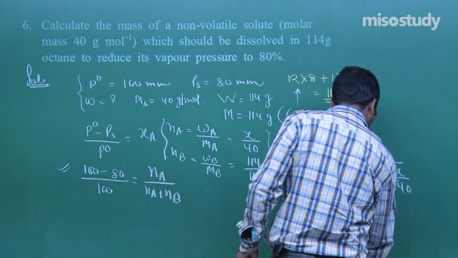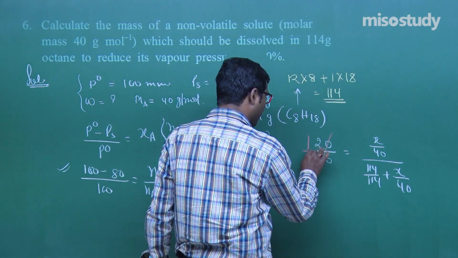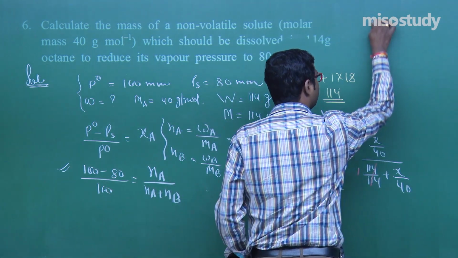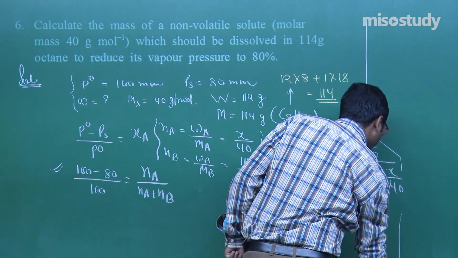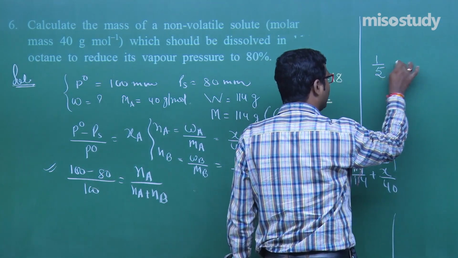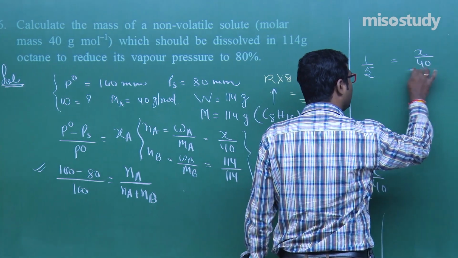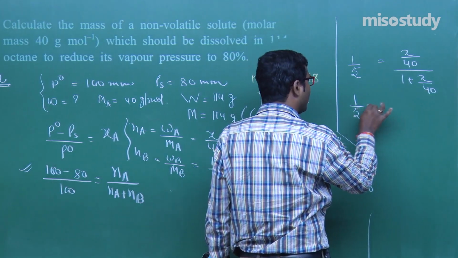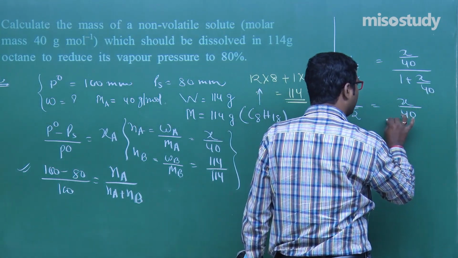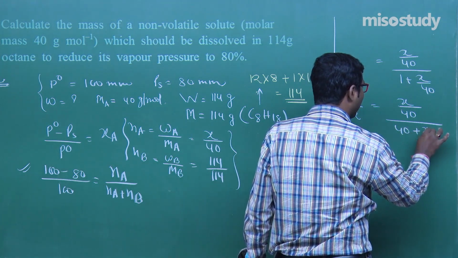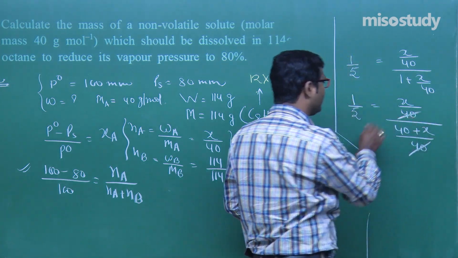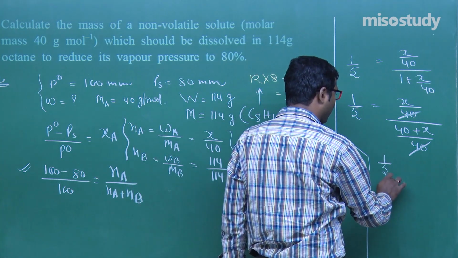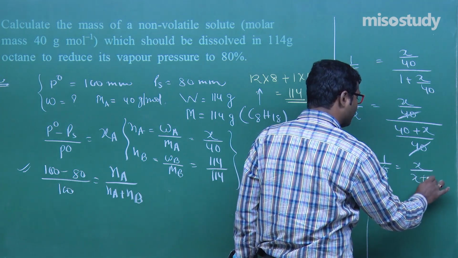Now what will happen? That is 1 by 5, yes, this will be 1. Now the next parameter here, we can write 1 by 5 is equal to X upon 40, 1 plus X upon 40. 1 upon 5 is equal to X upon 40 upon 40 plus X upon 40. Yes sir, this will cancel this one. Now what do we observe here again? That is 1 by 5 is equal to X upon X plus 40.